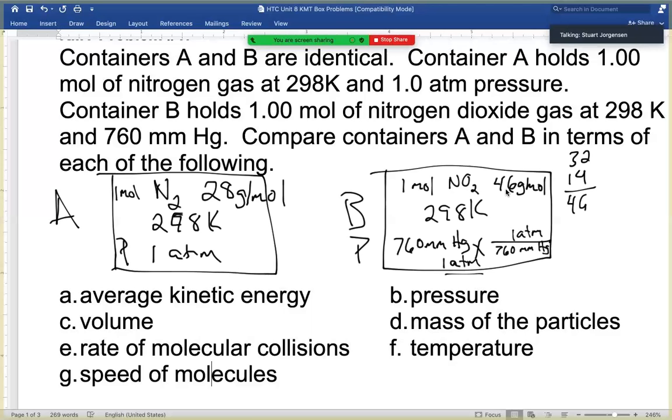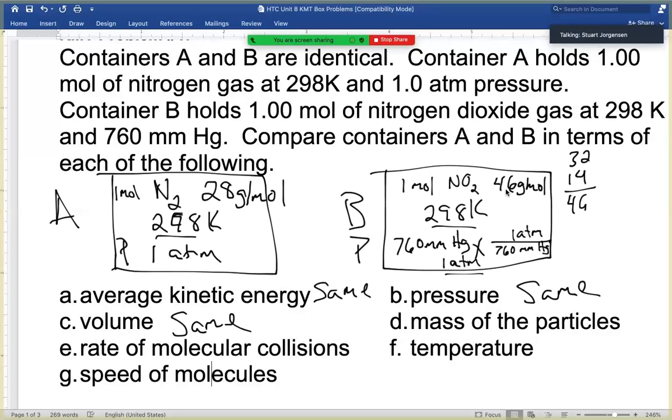Cool. A says, compare them in terms of their average kinetic energy. Well, remember, we measure the average kinetic energy with the temperature. We know the temperatures. They're both at 298, so they would be the same temperature. Cool. B says the pressure. Oh, we just got done saying that they're both at 1 atmosphere. These are the same pressures. Volume, well, they're the same box. They are identical boxes, so they'd have to have the same volume.